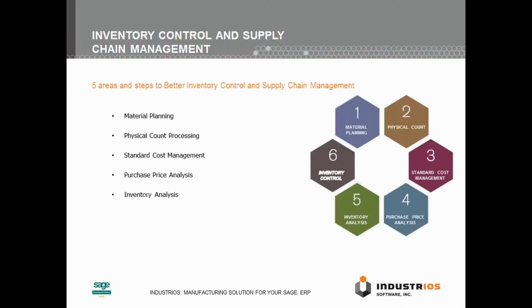So let's talk about 5 steps and 5 areas that you can utilize within an ERP system to gain better control and more effective supply chain management. We'll talk about material planning, physical account processing, some things around costing and standard costs, and then 2 analysis tools primarily on purchasing and inventory.